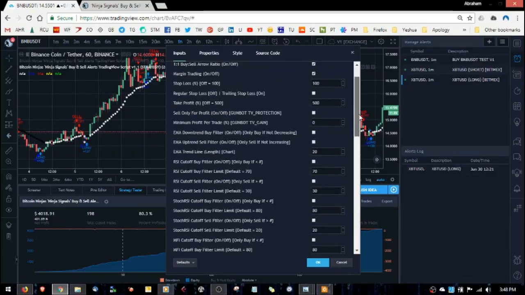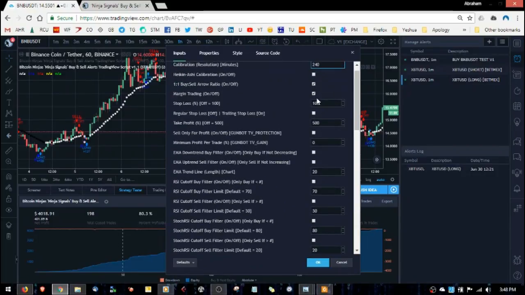And this can be more or less successful with or without the 1-to-1 arrow ratio filter, because obviously if you have that filter on, as you apply buy alert filters, it's also going to affect when sell alerts come because you have that 1-to-1 arrow ratio filter on. So sometimes it's nice to keep that on and then apply only one filter type, like only buy filters or only sell filters, and then see how results are generated.